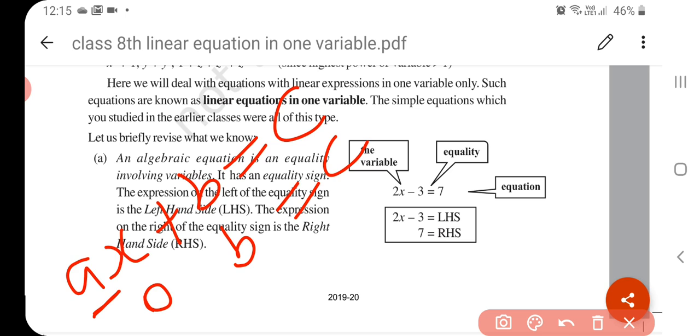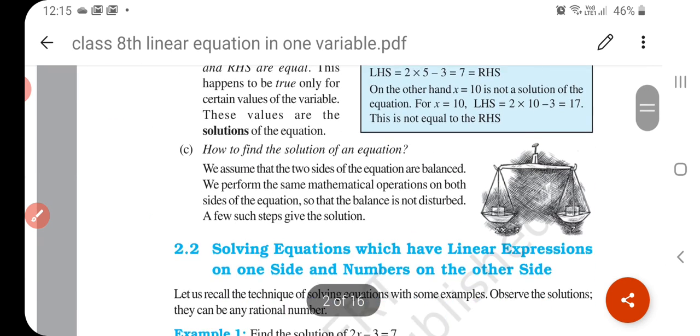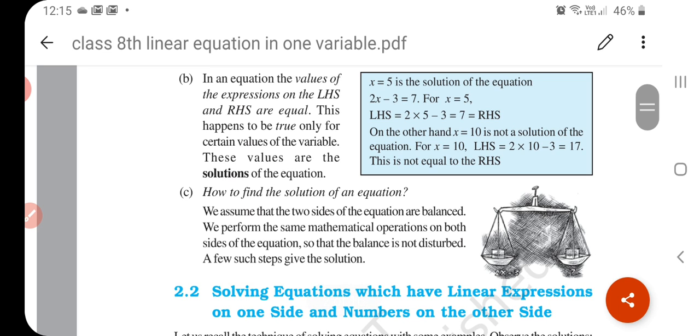Solving a linear equation means finding the value of the variable for which LHS and RHS become equal. Means आप क्या करना चाह रहे हो? अगर आप सॉल्व करना चाहते हो इक्वेशन को, तो आप LHS और RHS को इक्वल कर रहे हो. Understand? In an equation, the values of the expressions of the LHS and RHS are equal. This happens to be true only for certain values of the variable. These values are the solutions of the equation, or roots of the equation. Okay, understand?